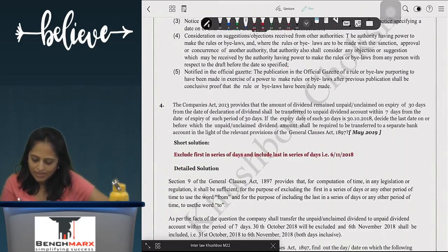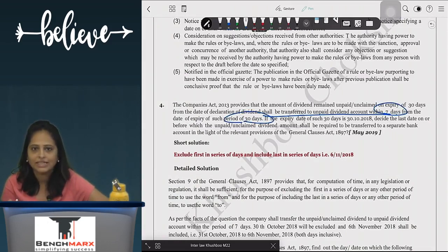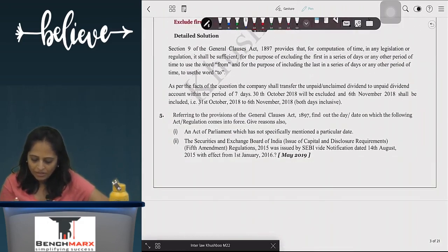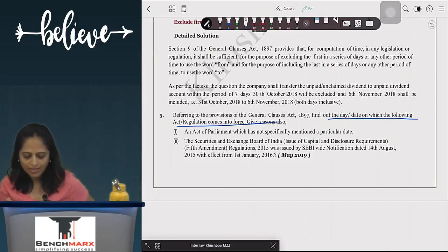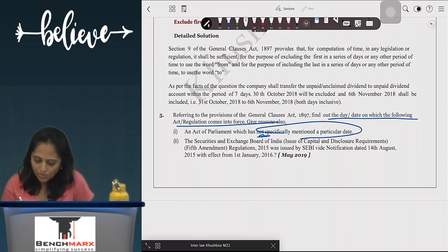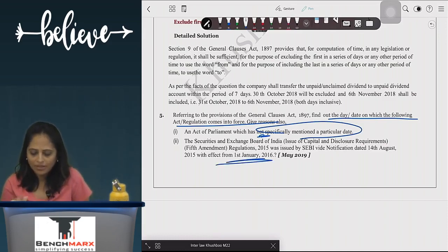The Companies Act provides that the amount of dividend remaining unpaid or unclaimed on expiry of 30 days from date of declaration shall be transferred to unpaid dividend account within 7 days from the date of expiry of such 30 days. If the expiry is on 30th, decide the last date. So first in the series exclude, last include, same. Referring to the provisions, find out the day on which the following act or regulation comes into force. An act of parliament which has not specifically mentioned a particular date. If not mentioned, then in that case it comes into force on the day it is published in the Official Gazette, and the SEBI example with 1st Jan we just did.